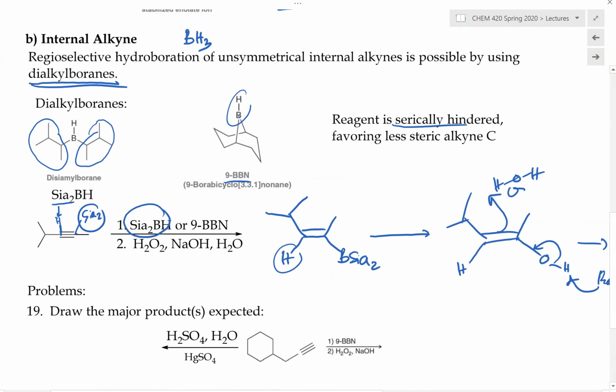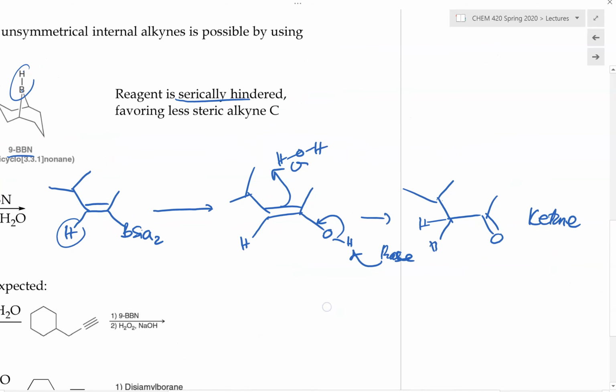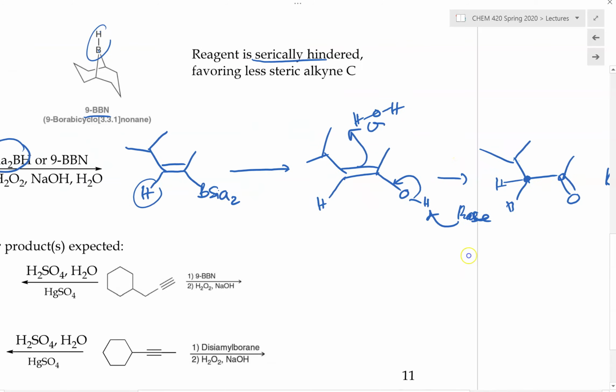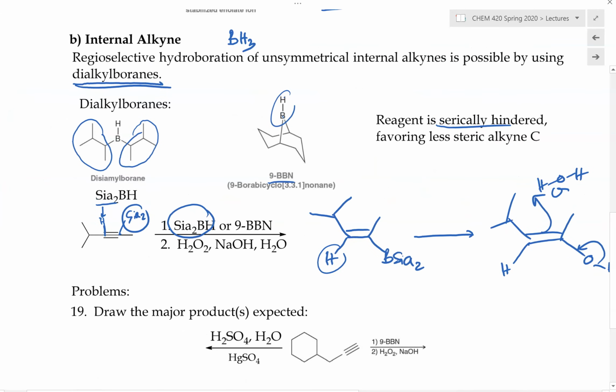And again, the key thing about this reagent is that we don't want to make a racemic mixture where the ketone could be on this carbon or on this carbon right here. So that's the whole point of using this dialkyl borane, so that they can be steric, and the group here will be added to the less substituted alkyne carbon.